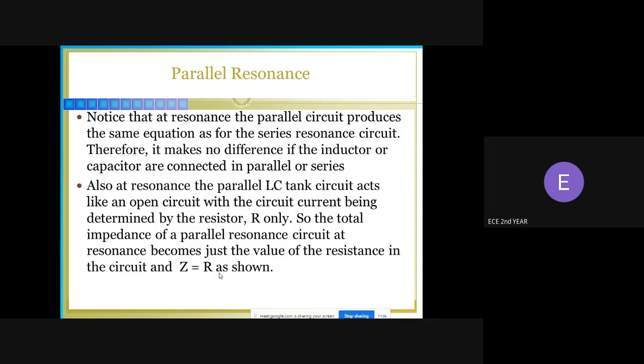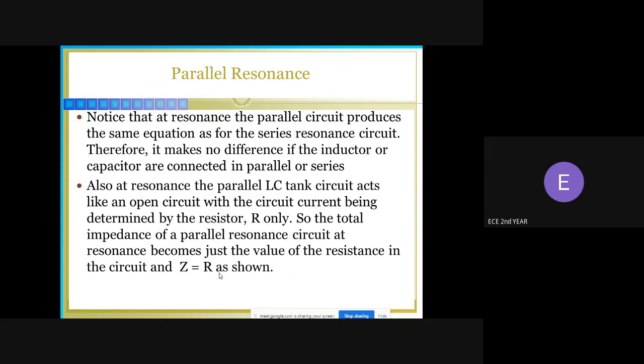Notice that at resonance, the parallel circuit produces the same equation as for the series resonance circuit. Therefore, it makes no difference if the inductor or capacitor are connected in parallel or series. Also, at resonance, the parallel LC tank circuit, that means the inductor and capacitor, acts like an open circuit with the circuit current being determined by the resistor R only. So the total impedance of the parallel resonance circuit at resonance becomes just the value of the resistance in the circuit, Z equal to R.